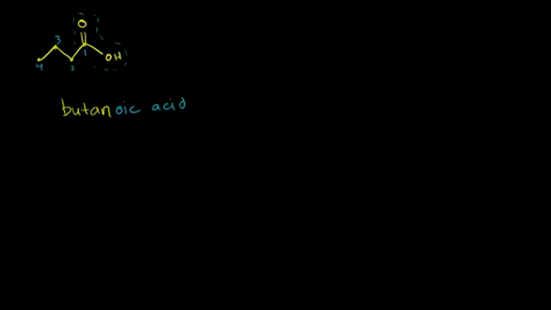Let's do another one. Let's say we had something that looked like this. Let me put another carbon on there, just like that. And let's say that there's a methyl group right over there. Now, clearly a carboxylic acid, but to name it systematically, we just want to find the longest carbon chain. So we have 1, 2, 3, 4, 5, 6 carbons. So our prefix will be hex.